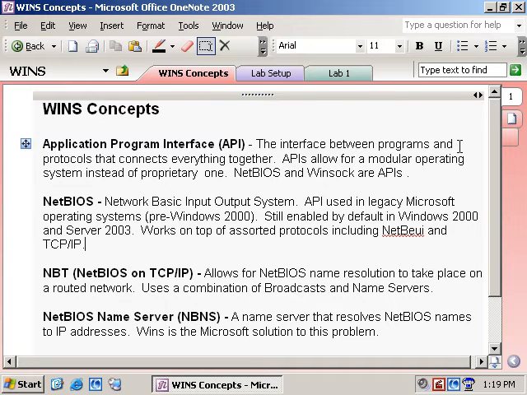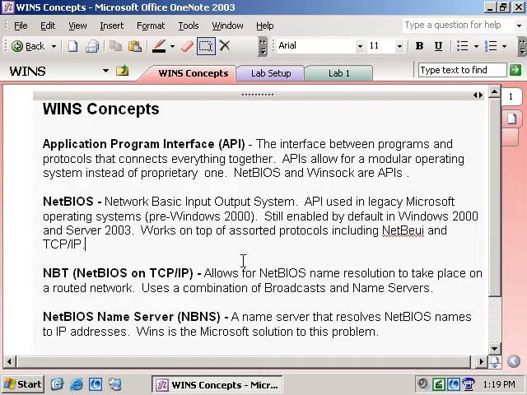It needs to get down to the IP address and the MAC address in order to be able to communicate with this system. And that's where the process that we're going to go over in this series of videos comes in. Now, NetBIOS on TCP/IP.